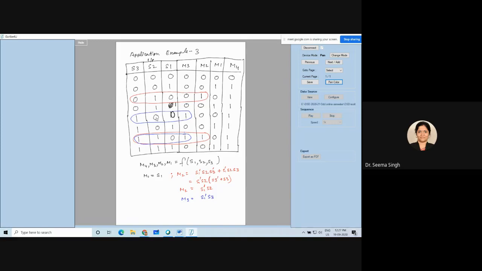This is the case when S2 did not have material. This is the case when S2 had material. For both the cases, it does not matter about S2, it will run. So that is why you got this equation.